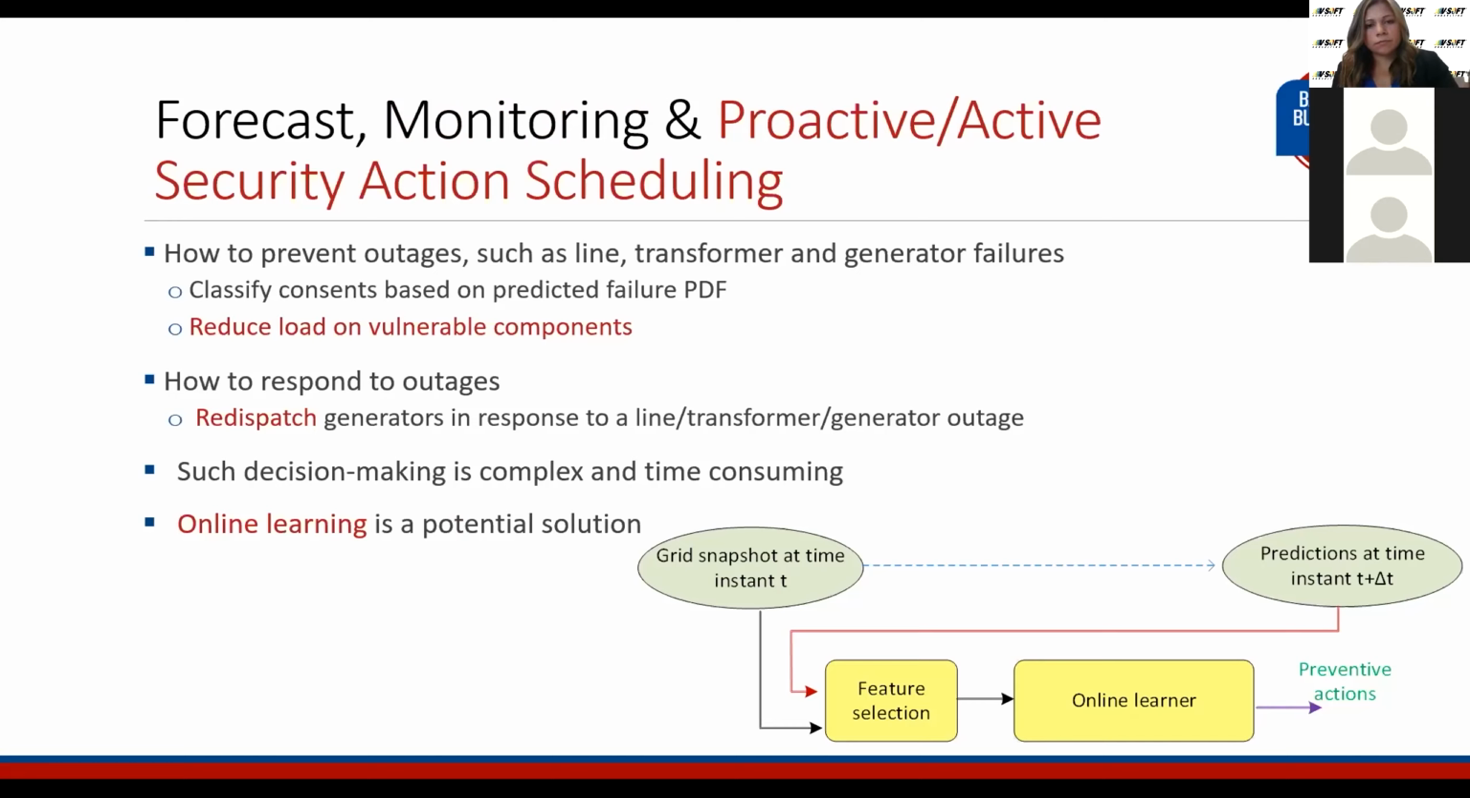For example, a proactive action could be to reduce power produced by unit number one and increase power produced by unit number two to relieve load on that particular transformer. If you want to solve an optimization problem for that, it takes time. And you have to do some actions in a couple of seconds. You cannot wait for a couple of minutes to solve an optimization. So machine learning is a very good tool to solve this problem. What we can do is monitor the grid, then predict what would happen in the grid.